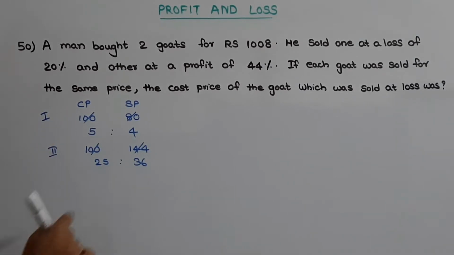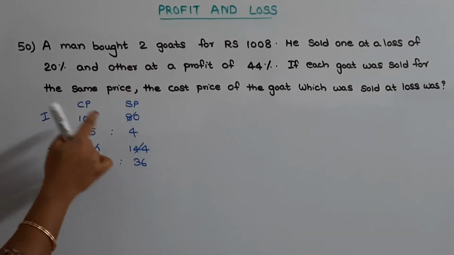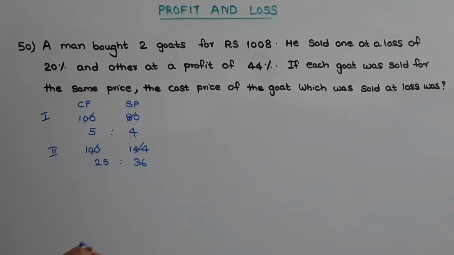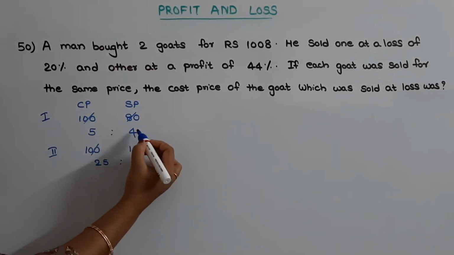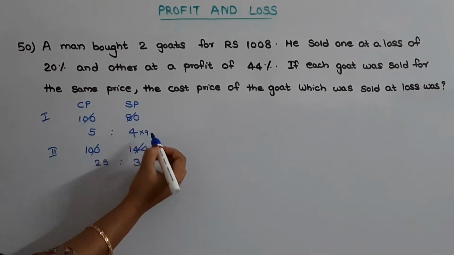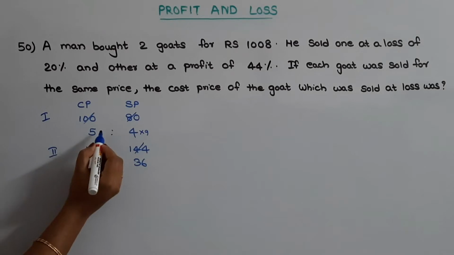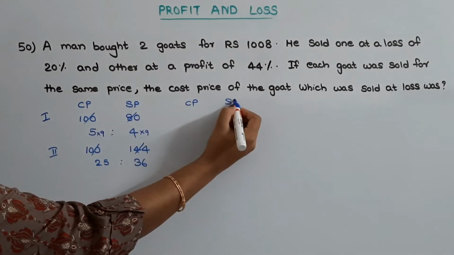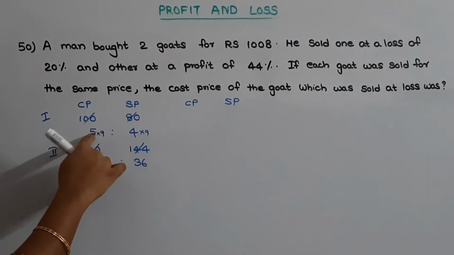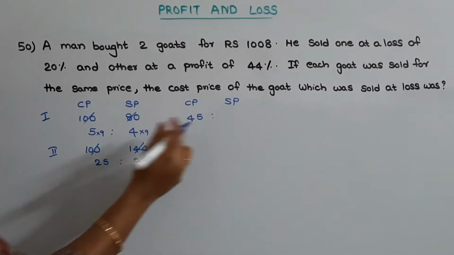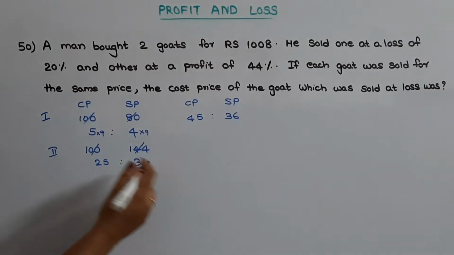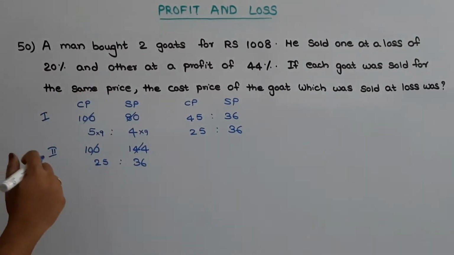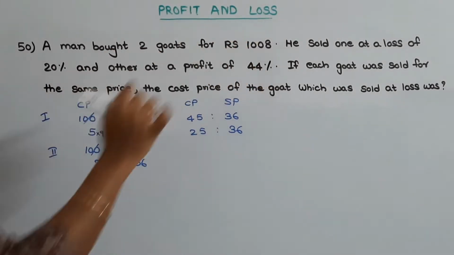Now in the question they are telling that the selling price is the same for both the goats. So for this ratio also we need to make the selling price the same. In order to make the selling price the same, we need to multiply this 4 by 9. When we multiply this 4 by 9, we need to multiply this 5 also by 9. Now what will be the ratio of the cost price and selling price for the first and second goat? For the first goat it will be 45:9 into 4, that is 36. And for the second goat it is 25:36.